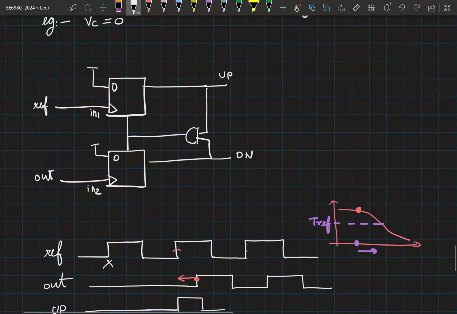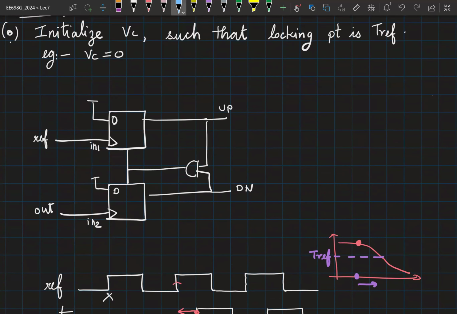So to ignore the first edge of reference, I clearly have to make some modification in this path, right? So we simply have to ignore the first edge of reference. Beyond that, the PFD has to operate as it is. So some modification has to be made in this path. You can think about what that modification should be as a homework. Thank you.